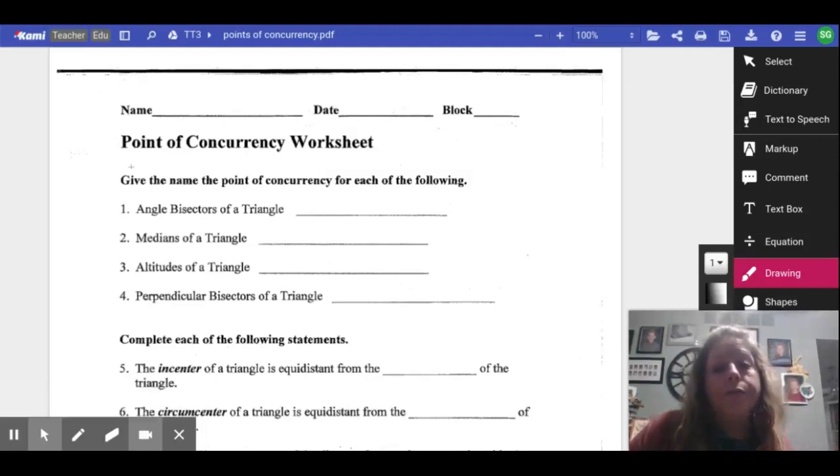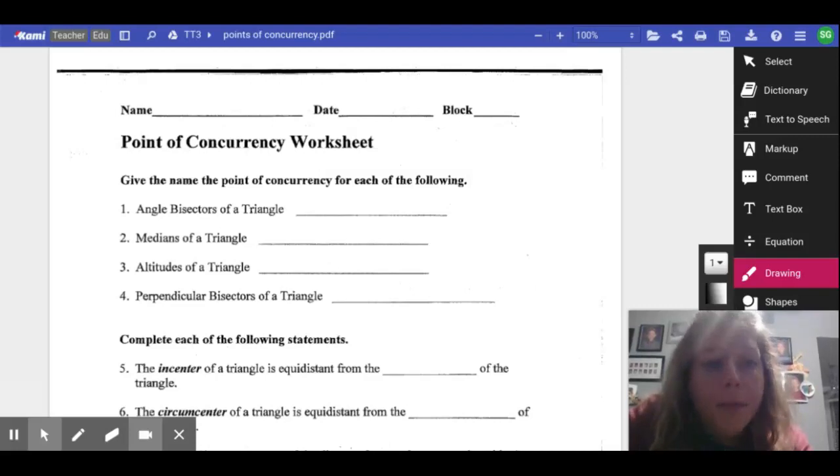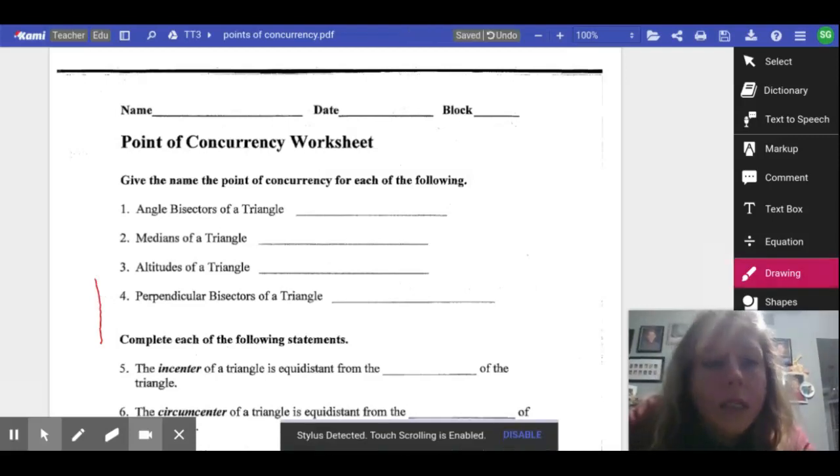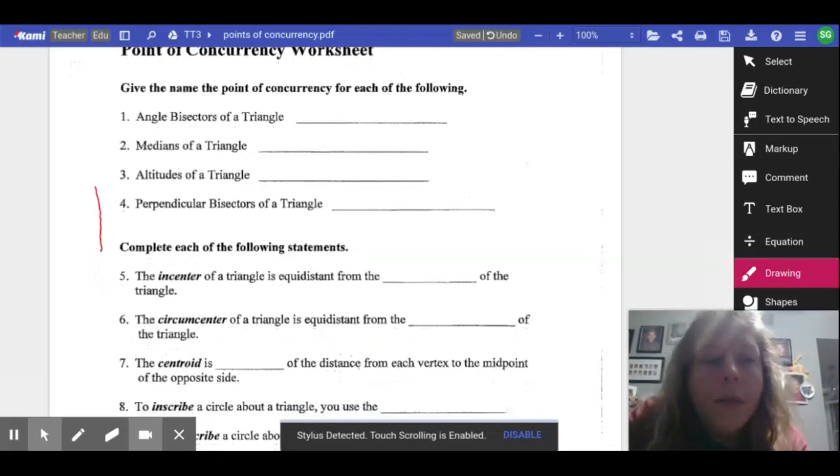But also, we're reviewing for the quiz that we're going to have tomorrow. So this is the TT3 review sheet. I'm going to go through a couple of them right now with you. Okay, so this first section is name the point of concurrency.